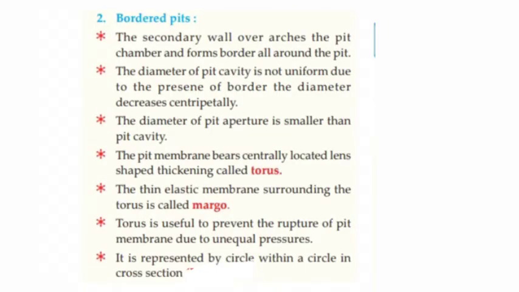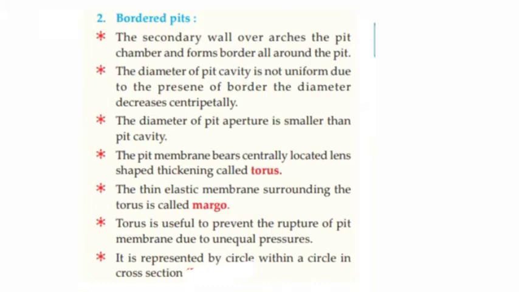Bordered pits. The secondary wall overarches the pit chamber and forms a border all around the pit. The diameter of the pit cavity is not uniform. Due to the presence of border, the diameter decreases centripetally. The diameter of the pit aperture is smaller than the pit cavity. The pit membrane bears a centrally located lens-shaped thickening called torus.